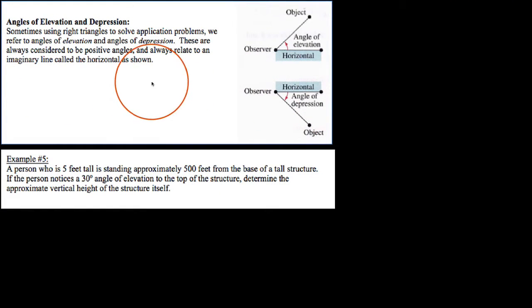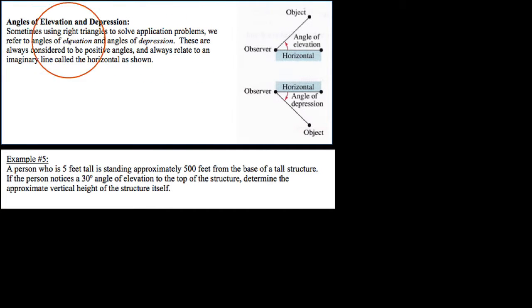Okay, YouTube, in this last video for solving for unknowns in right triangles, we're going to introduce the notion of angles of elevation and depression. And often you will find that you have application problems that refer to some angle, and we'll call it an angle of elevation or depression.